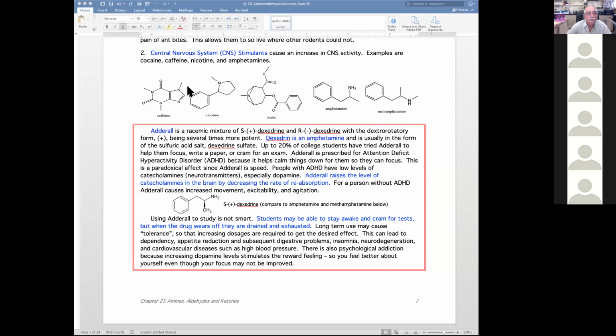Again, you don't have to memorize any of these, but you can see why these are in this chapter on amines. Look at caffeine. 1, 2, 3, 4 nitrogen atoms. That's crazy. Tertiary amine, tertiary amine, tertiary amine, secondary amine. So here's nicotine, here's cocaine, here's amphetamine, here's methamphetamine. And what's the difference? They put a methyl group on the amine. So methamphetamine is N-methylamphetamine. That's what it is.